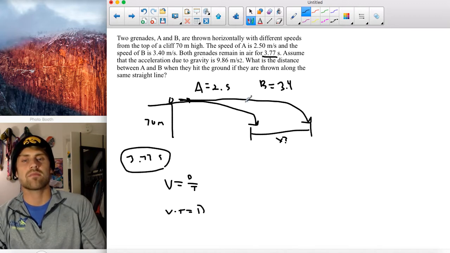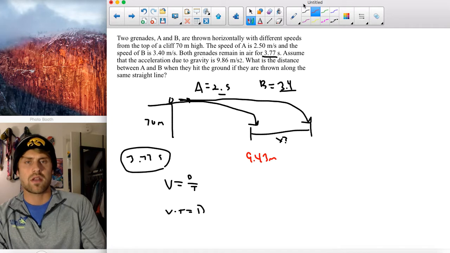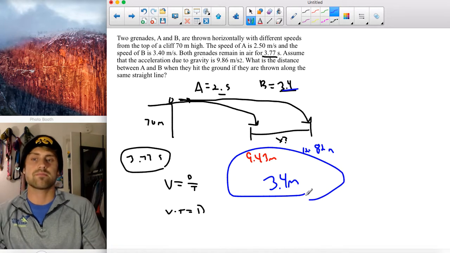They give me a time, and they give me two velocities. If I take 2.5 times 3.77, I find out that A goes 9.43 meters. And I find out that B, by taking 3.4 times 3.77, goes 12.82 meters. The difference between those being 3.4 meters. And that would be it.